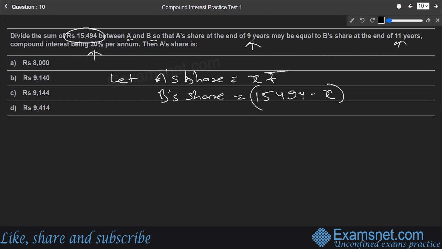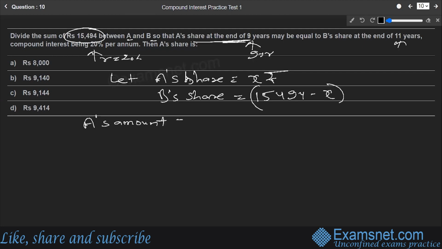Now we are supposed to find out the share of each. As they say, A's share at the end of 9 years is to be calculated, and the rate of interest is 20% per annum. Rate has been given as 20% and A's share is to be calculated for 9 years. So let us calculate A's amount.